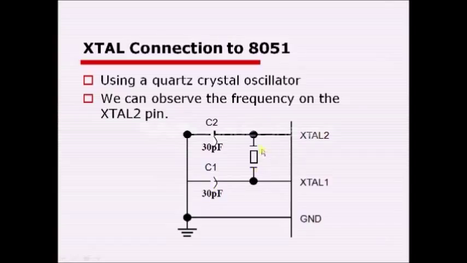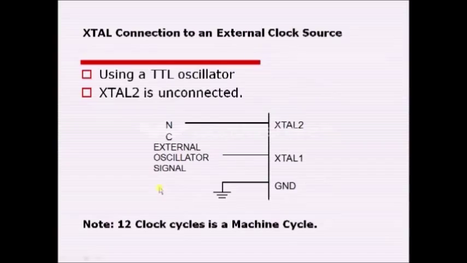The crystal which we use in the case of the 8051 controller is 11.0592 megahertz. We use this specific value because, in order to go with serial communication, we definitely have to use 11.0592 megahertz. This crystal supports serial communication. Now let us see the other way to connect the same oscillator signal to the microcontroller. Here XTAL2 is not connected, whereas the XTAL1 pin is connected to the external oscillator signal. So we directly give the signal to this particular pin. Here 12 clock cycles make a machine cycle.